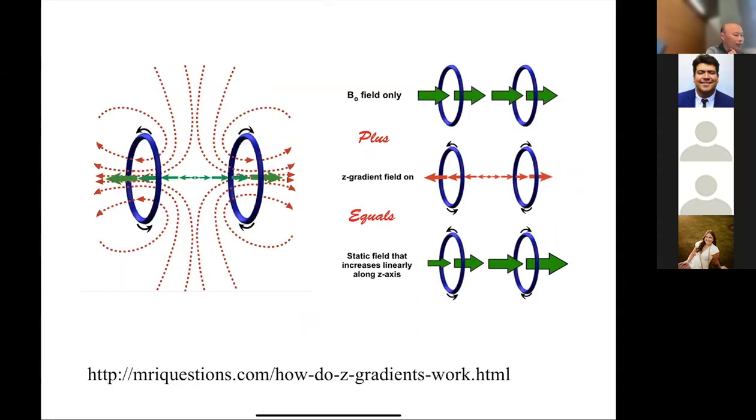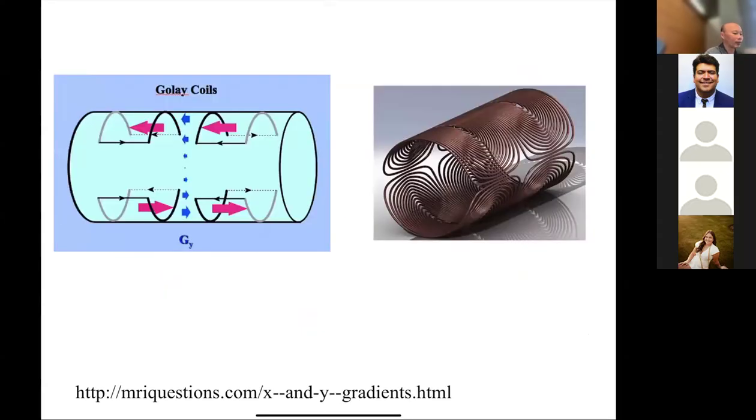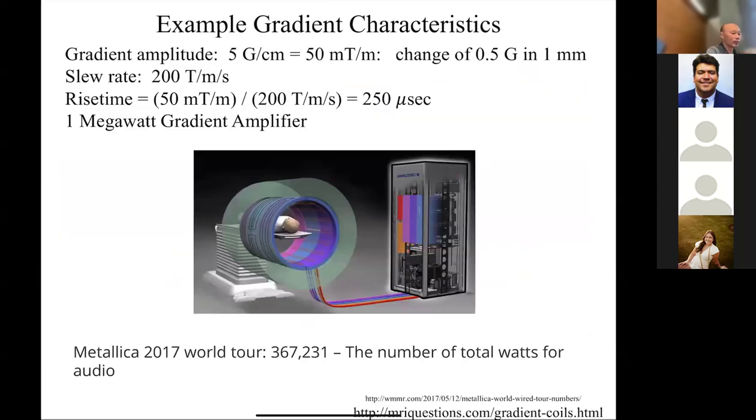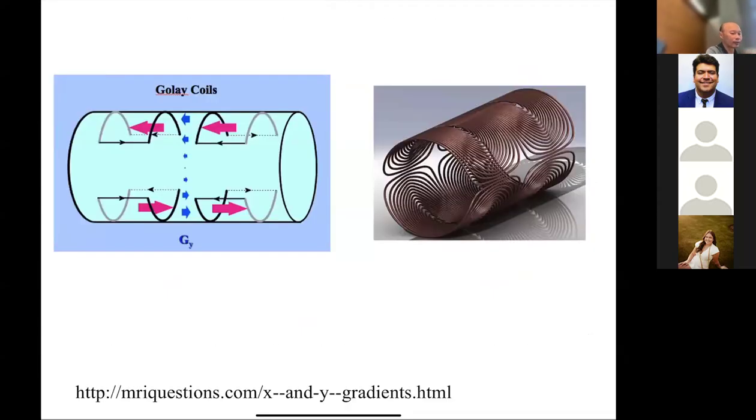The simplest way you could make a gradient coil is to have one coil with current going one way and another coil with current going the other way, and that would create a gradient. But although that's the simplest gradient, it's not linear and it's hard to control. So typically, there are very complicated patterns that are computer generated. For example, this is one pattern here.